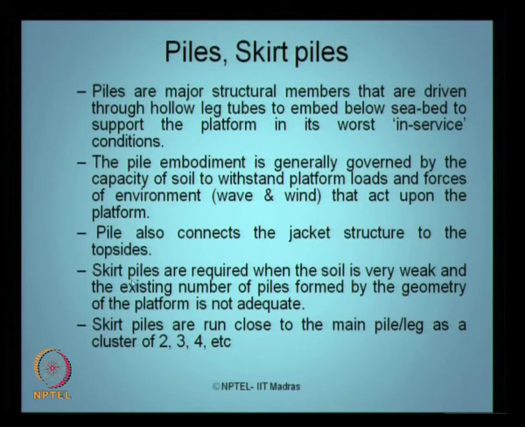Skirt piles are required when the soil is very weak and the existing number of piles formed by the geometry is not adequate. Skirt piles are run closer to the main piles as a cluster of 2, 3 or 4 in number. They are actually in groups.